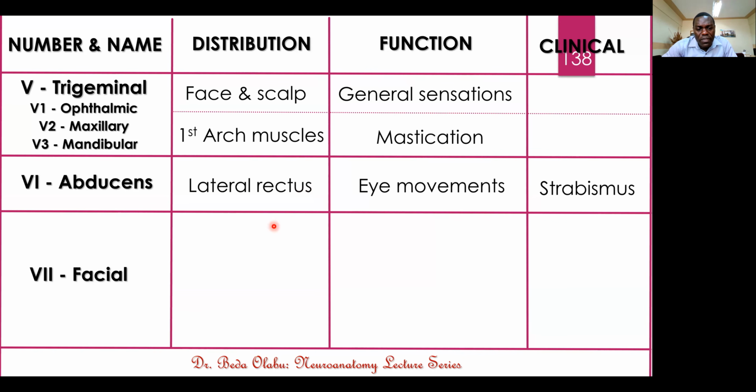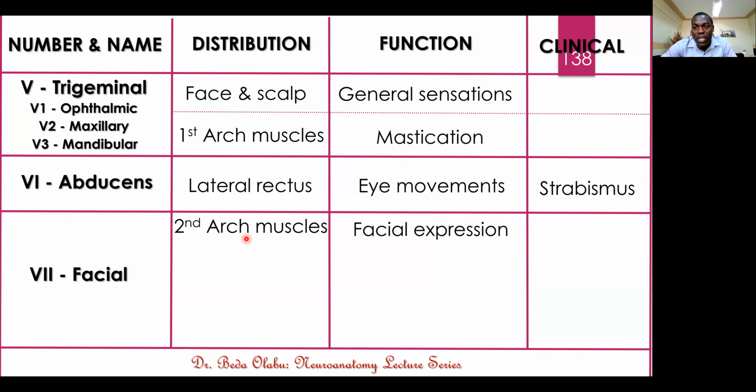The facial nerve has a number of distributions. First of all, the facial nerve is the one that goes to the 2nd pharyngeal arch muscles. The second arch muscles are muscles which attach to the skin of the face. Therefore, these muscles are important in facial expression, like for frowning like this, or smiling, or whatever you do to your forehead.